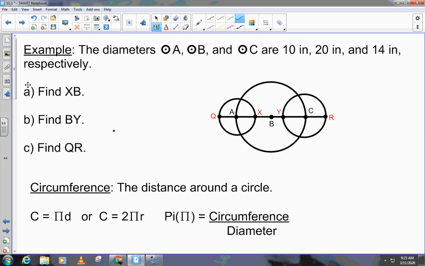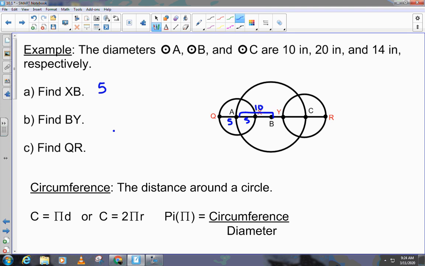Okay, so we know that circle A has a diameter of 10, which means QA is what? 5, and it means that AX is what? 5, okay? Then it says circle B has a diameter of 20, which means it has a radius of 10. So this length right here is 10. So if this is 10 and AX is 5, what's BX going to be? 5. Okay.